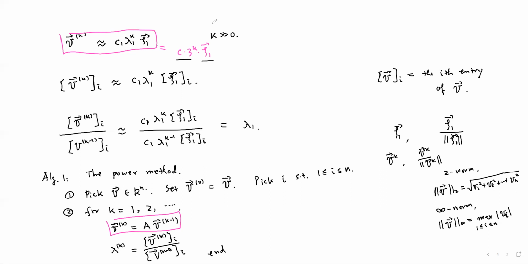Numerically, we don't compute eigenvalues and eigenvectors through characteristic polynomials. So we need a completely new idea to find eigenvalues and eigenvectors. Okay, let me stop here.